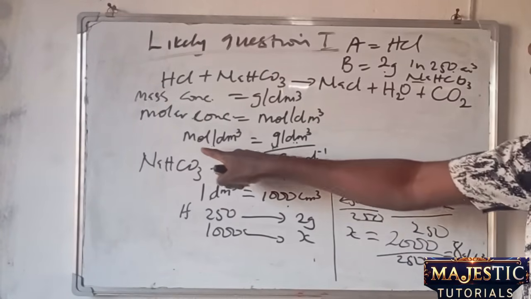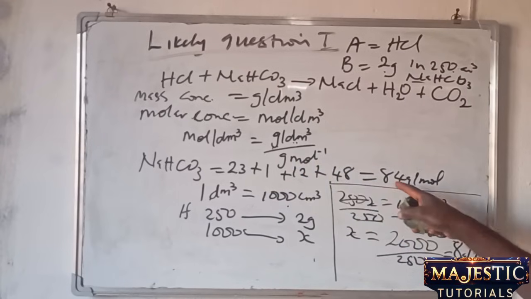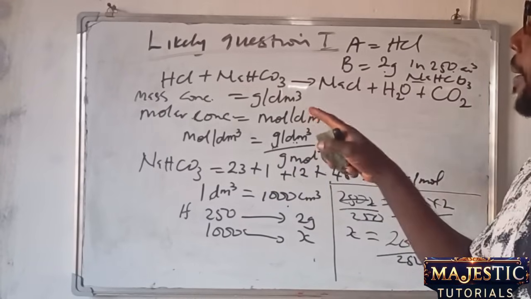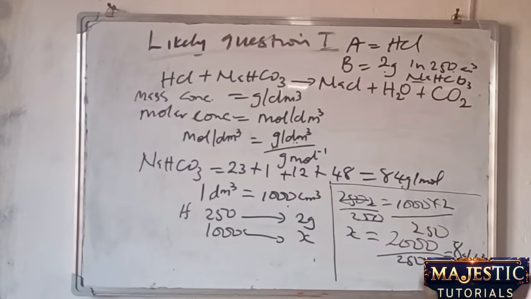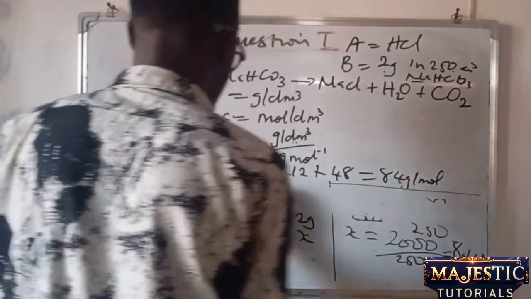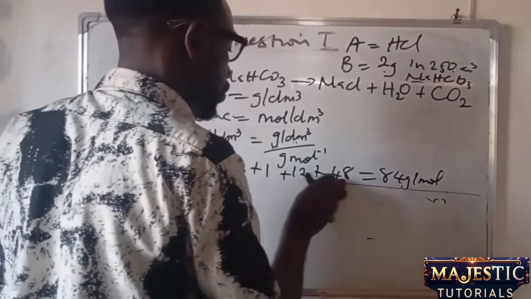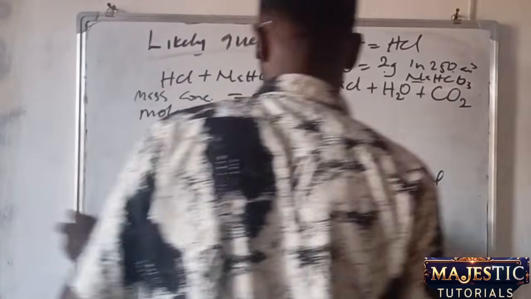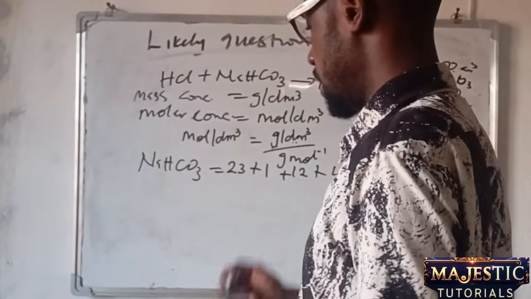Look at the formula that connects mole per dm cube with gram per dm cube. We have already known the molar mass, gram per mole, is 84, and the mole per dm cube is unknown, but the gram per dm cube is now 8. So the next thing is to convert mass concentration to molar concentration. To achieve this, we have these two values here.